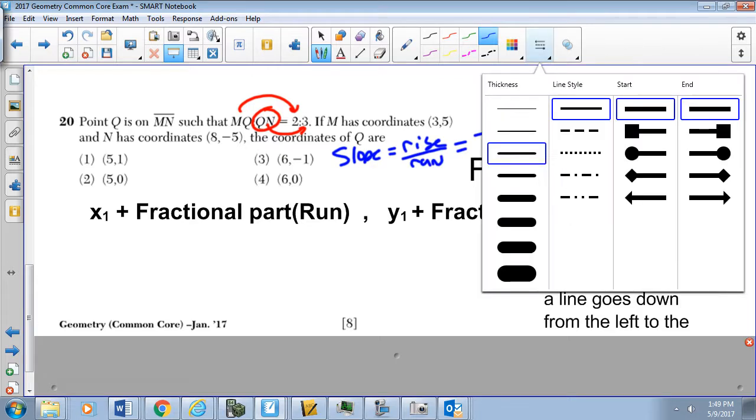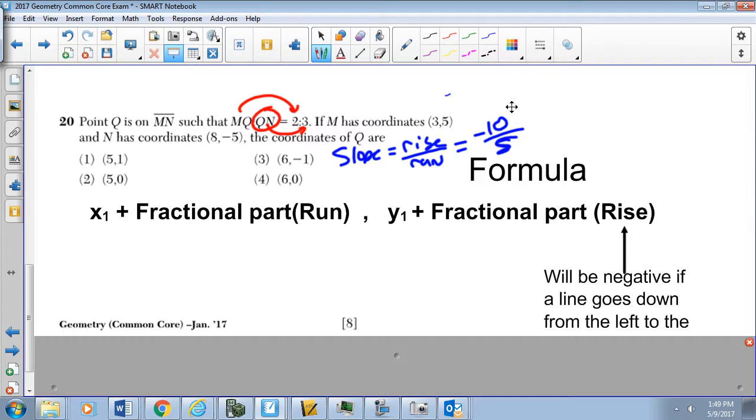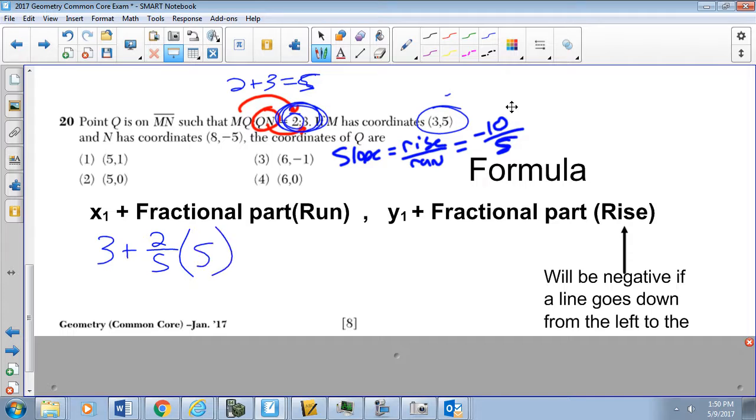So now we can fill in our formula here. What's our x1? What's our starting point? That's right here, so we have 3 plus, what's our fractional part? Remember, you take the ratio and add it together, so 2 plus 3 is equal to 5. And the first number will be on top, so it's 2/5 of the run. The run is 5. That's going to give you your x value. So 3 plus 2/5 of 5, which is 2, is equal to 5. So our x value is 5. And that eliminates 3 and 4.